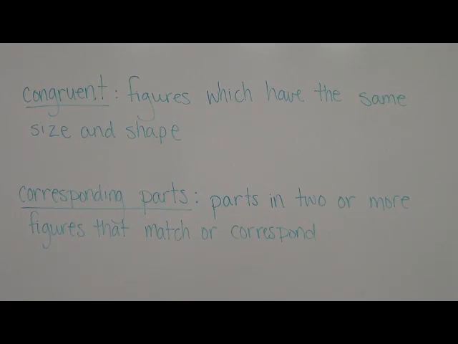Congruent, I think you guys know, are figures which have the same size and shape. So not just the same shape, that's what we would call similar, but also the same size. And then corresponding parts are things that we look at to determine if the figures are congruent. Corresponding parts are parts in two or more figures that match or correspond. So if you were to orient the figures in the same way, they're the ones that are going to be in the same location, the same angle, the same side, things like that.